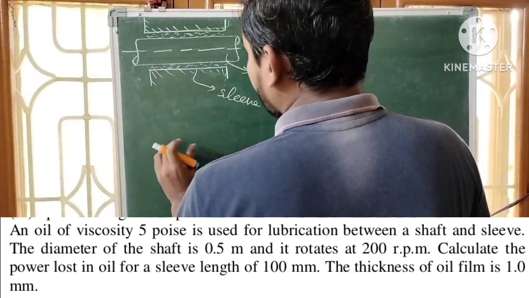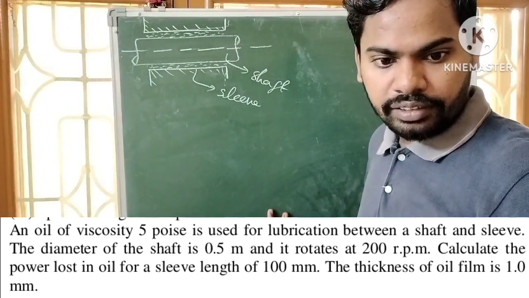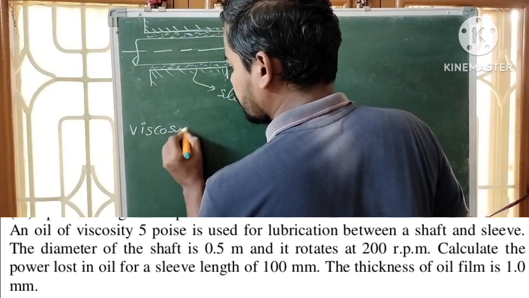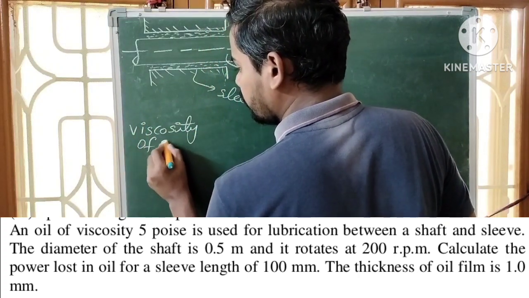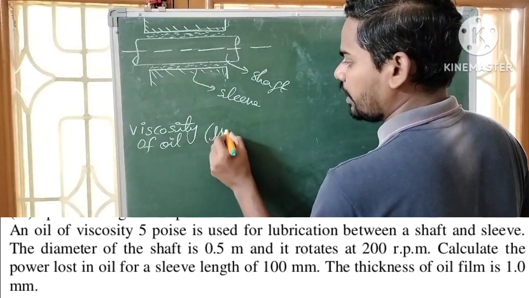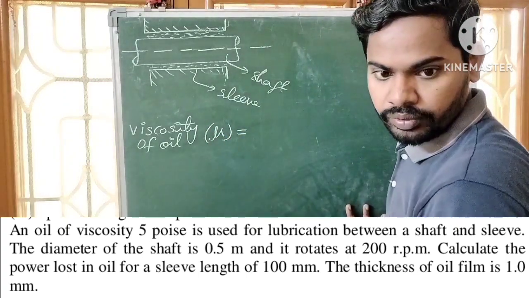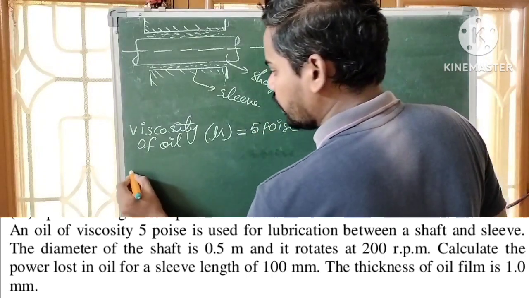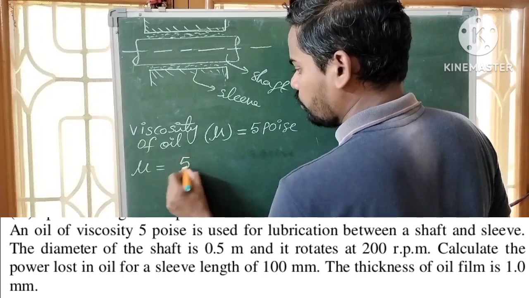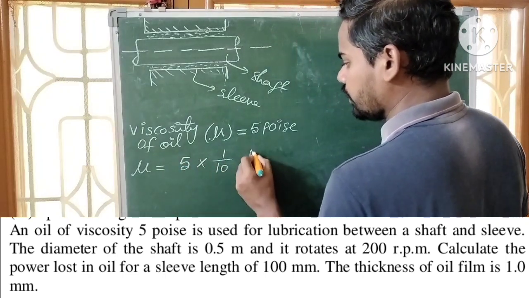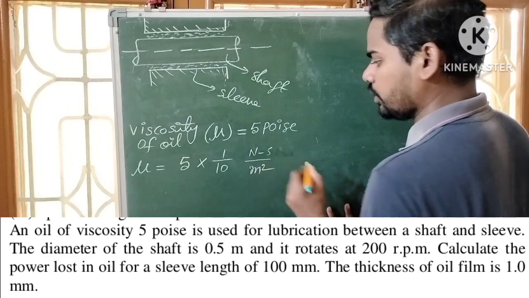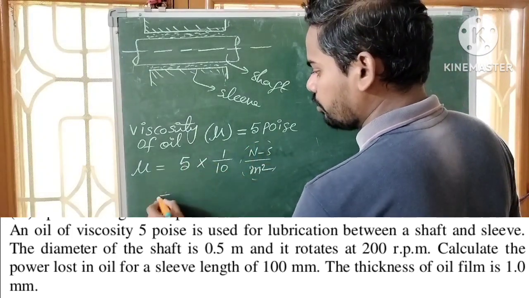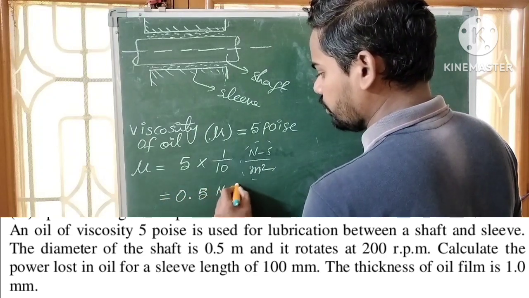Anyhow, here is some data given. First, the viscosity of oil, the dynamic viscosity: mu is equal to 5 poise. We know that 1 poise is equal to 1 by 10 Newton second per meter square, which is the SI unit of viscosity. So 5 by 10 means 0.5 Newton second per meter square.